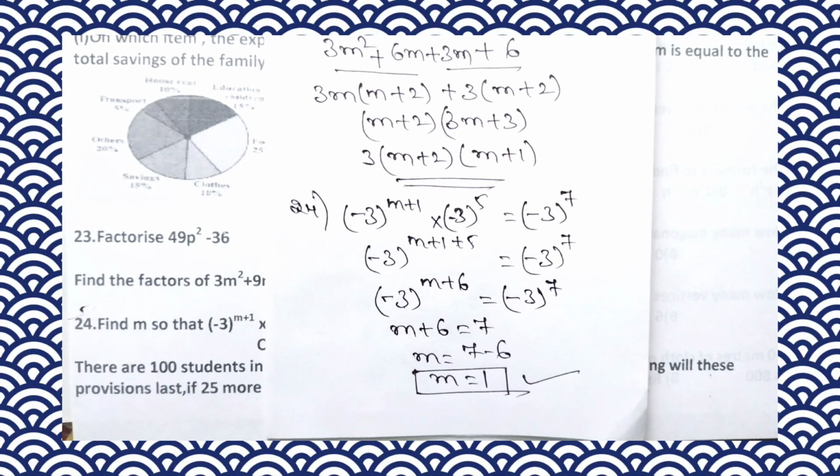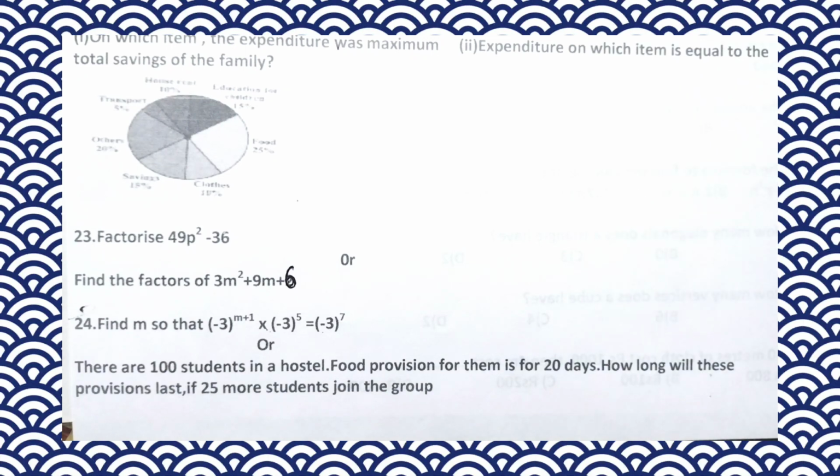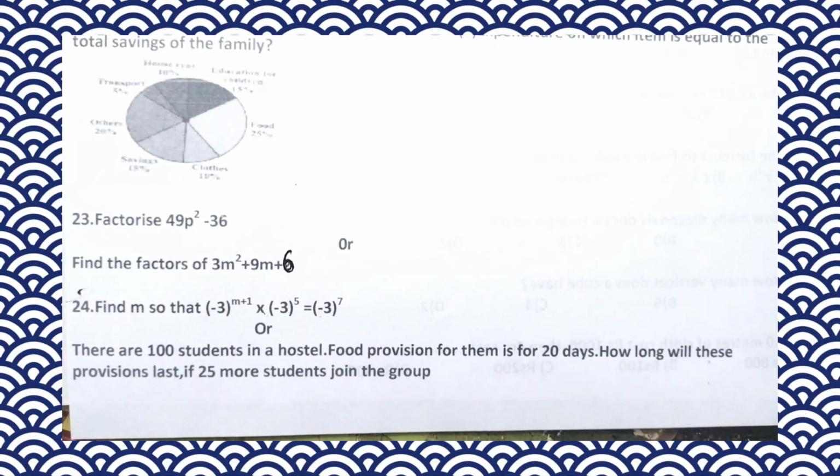So like this we have to answer this question. In this one there is another internal choice question. So now let us answer that question. There are 100 students in a hostel. Food provision for them is for 20 days. So for 100 people, there is food for 20 days.